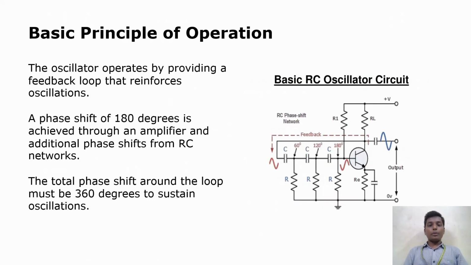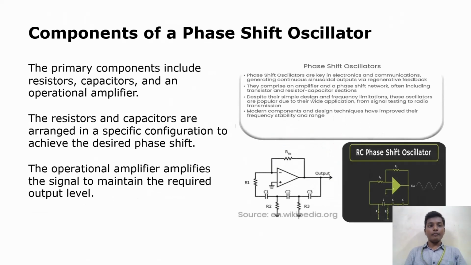Basic principle of operation. The oscillator operates by providing a feedback loop that reinforces oscillations. A phase shift of 180 degrees is achieved through an amplifier and additional phase shifts from RC networks. The total phase shift around the loop must be 360 degrees to sustain oscillations.